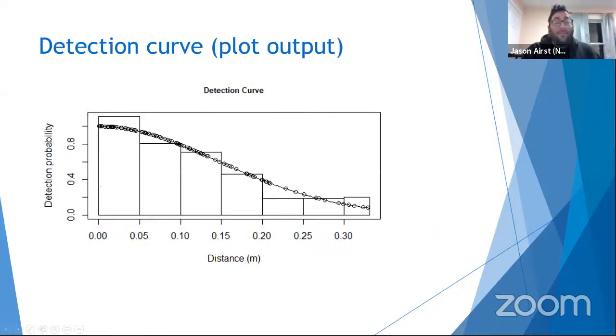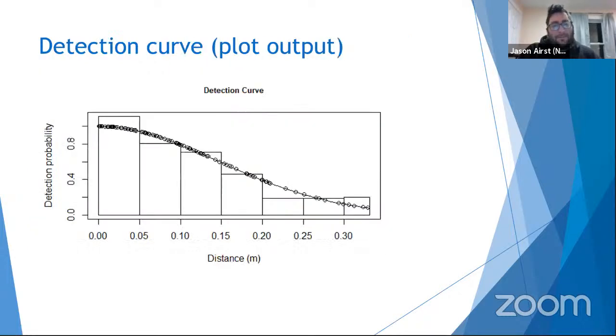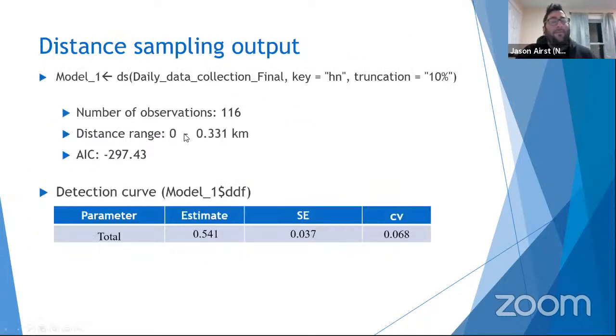And when we plot that, we just use the plot function. We get a detection curve, and we see that, in fact, most of the observations do happen closest to the sampling location. And as we move farther away from our sampling location, we have fewer and fewer observations that have been made. Just to be clear, the observations all took place between 0 and 0.33 kilometers from the line, and we removed 5 groups when we truncated the last 10% of the data.